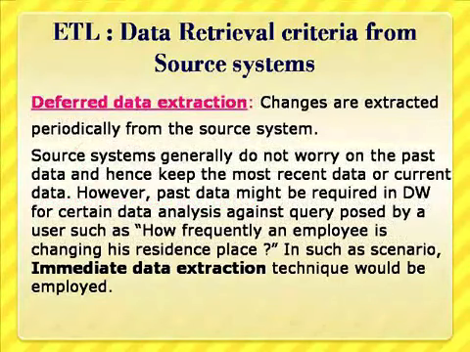Other mechanism is deferred data extraction. In this mechanism, changes are extracted periodically from the source system. Generally, it can be a weekly once, or bi-weekly once, or a monthly once. Now, source systems generally do not vary on the past data and hence keep the most recent or current data. However, past data might be required in the data warehouse for certain data analysis against queries posed by users, such as how frequently an employee is changing his residence place.